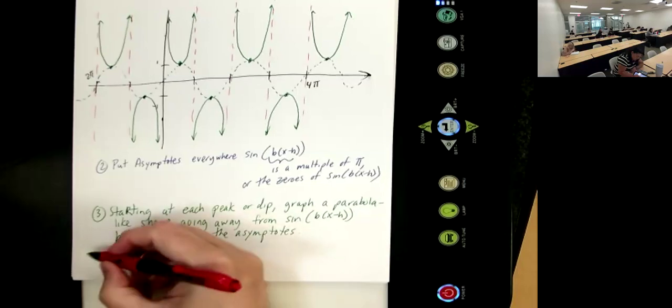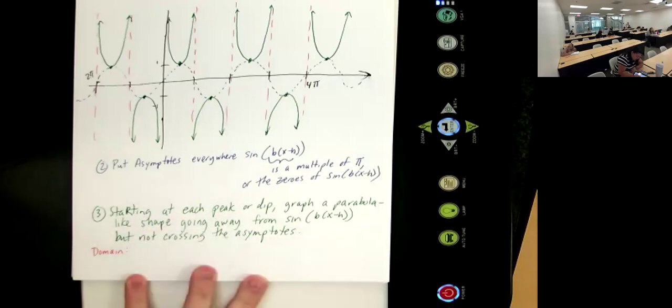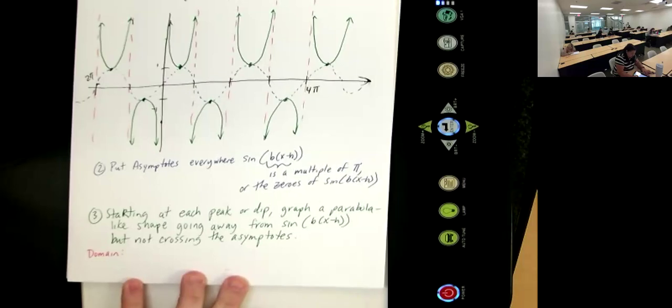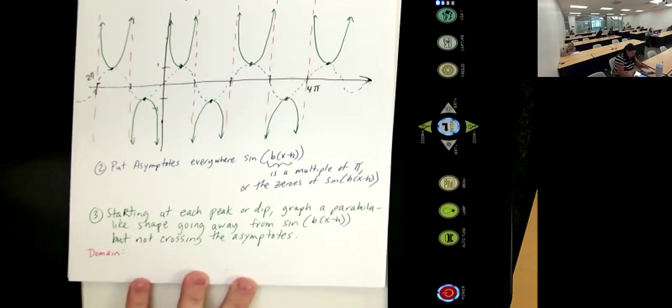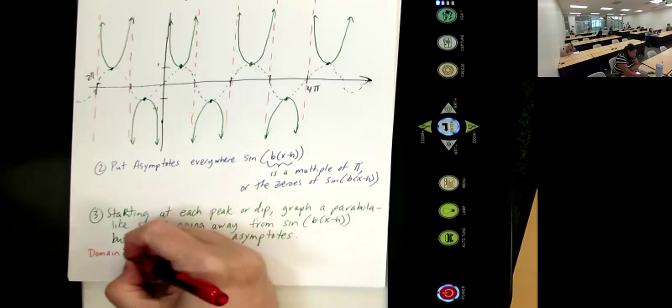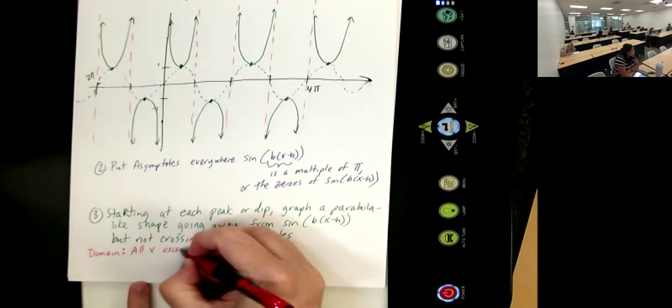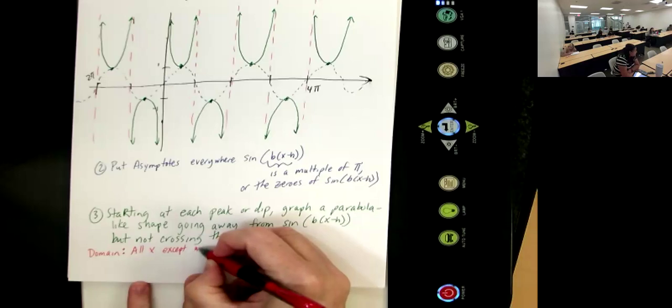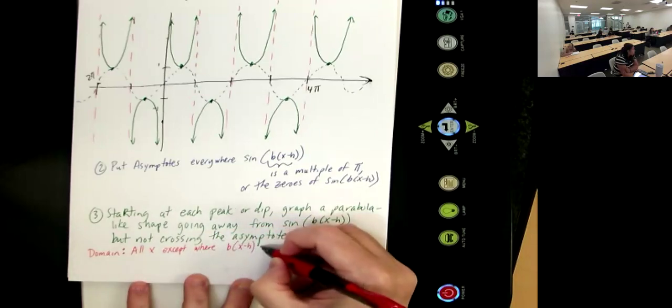So this thing has got a funky domain and range. There's a lot of values missing, just like tangent and cotangent have a lot of values missing. Everywhere there's an asymptote is not in the domain. So the domain is all x except where b times x minus h equals n pi.